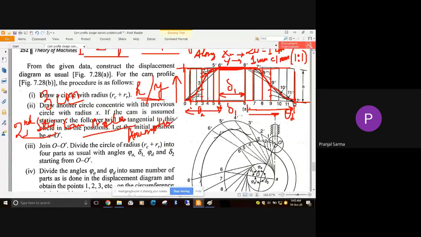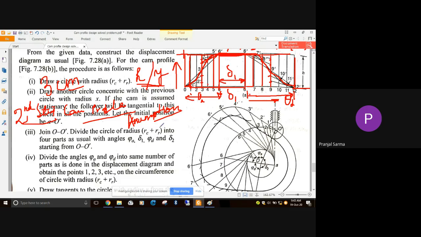Basically, what kind of follower is this? Already it is given as a roller follower in the question itself. As an assumption, considering the cam to be rotating in the clockwise direction, we will consider the follower rotating about the cam in the anti-clockwise direction. That is your main assumption, and that is the kinematic inversion principle.